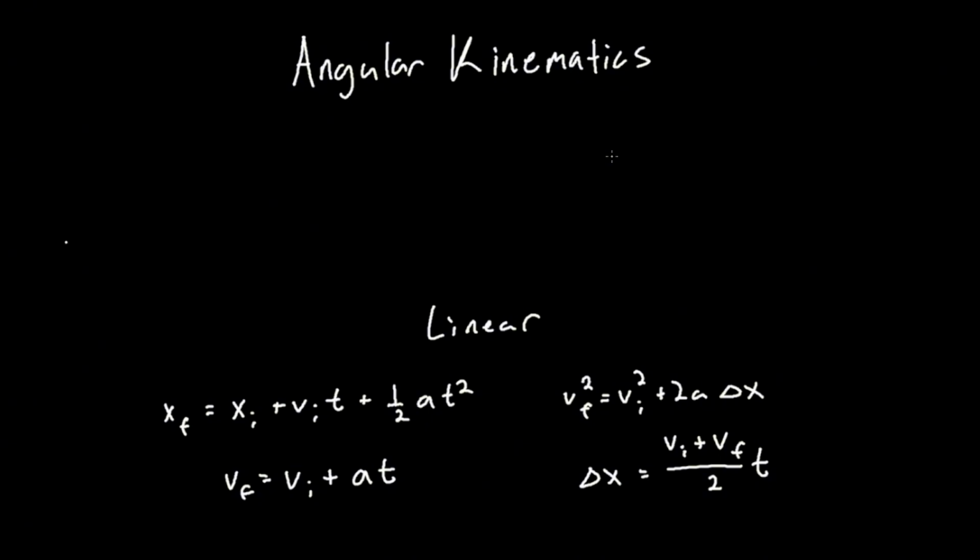But if you've watched my introduction to angular motion video, theta, in radians, corresponds to displacement, x here. Omega, radians per second, or angular velocity, corresponds to velocity. And alpha, or angular acceleration, corresponds to linear acceleration. So what we can actually do is just replace all these variables inside of these kinematic equations like so.